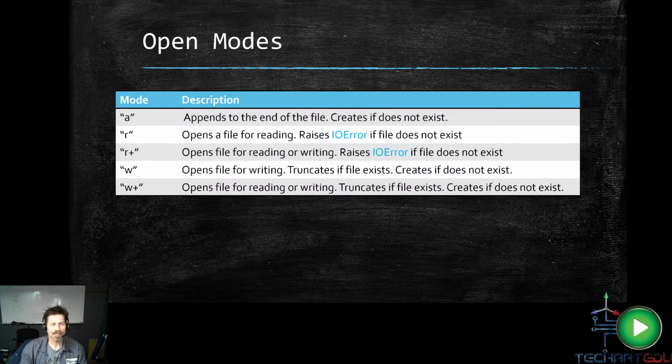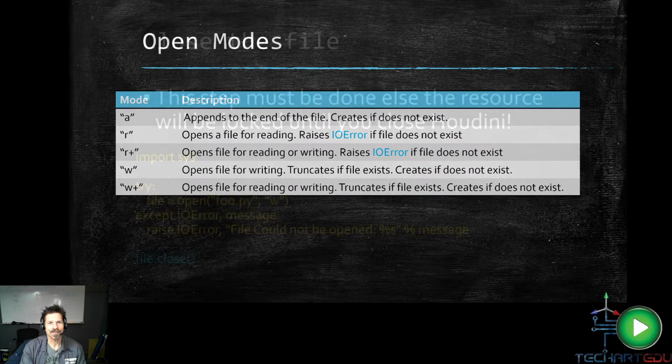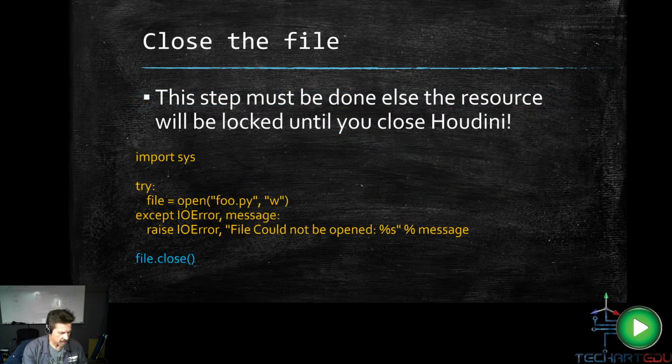Okay, but really keep it simple. Just worry about R for reading and W for writing. Not too difficult. All right, so let's take a look at what if we want to close the file. Let's take a look at what this would result in.